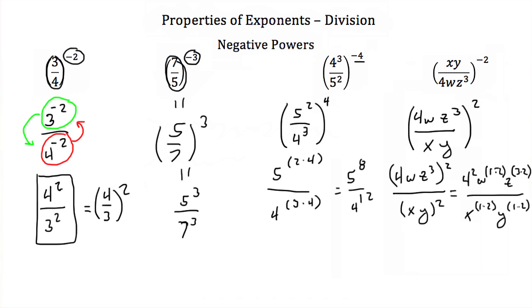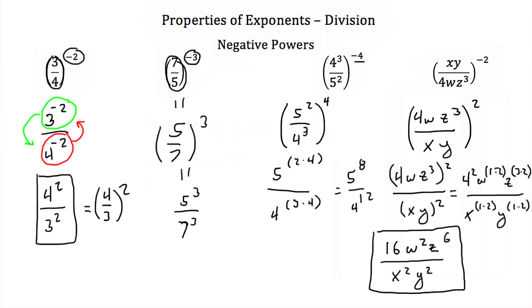This will further simplify. Well, 4 squared is 16. W to the 1 times 2 power is just w squared. Z to the 3 times 2 power is z to the 6th. This is divided by x to the 1 times 2 power, or x squared, and y to the 1 times 2 power, or y squared. So our final simplified expression then would be 16w squared z to the 6th divided by x squared times y squared.